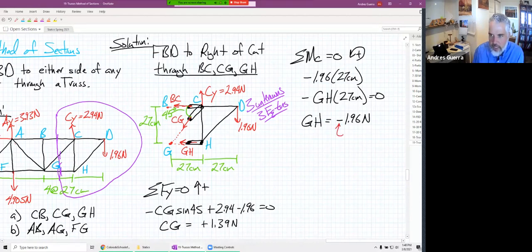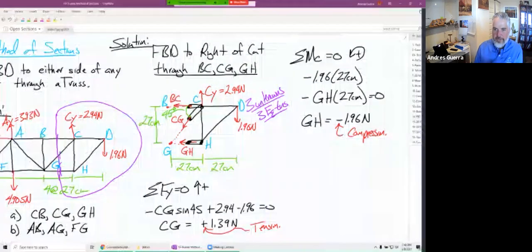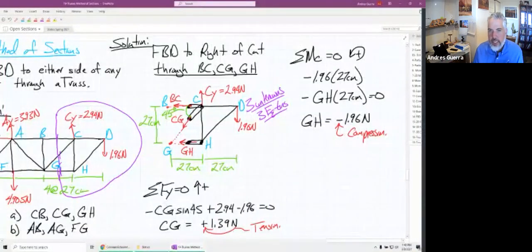And that negative tells us that it's in compression because we drew everything in tension. So anytime we find a negative, it's compression. I forgot to label it over here for CG. We found a positive, so that means it's in tension because we drew all the unknowns in tension. So GH is minus 1.96. Now we could go into sum of forces in the x direction. We could solve for our last unknown.